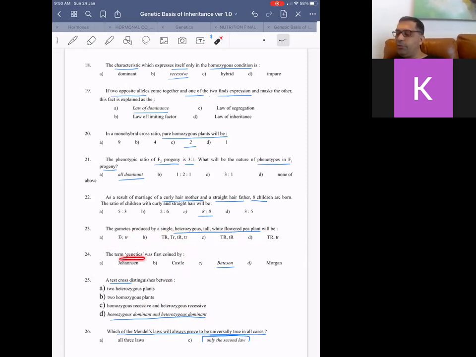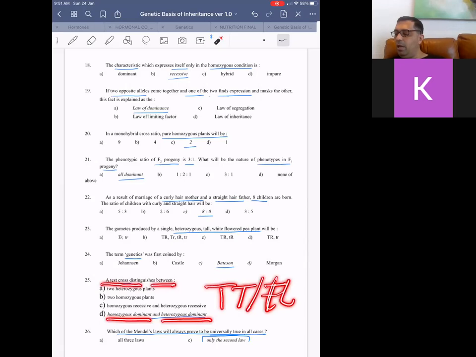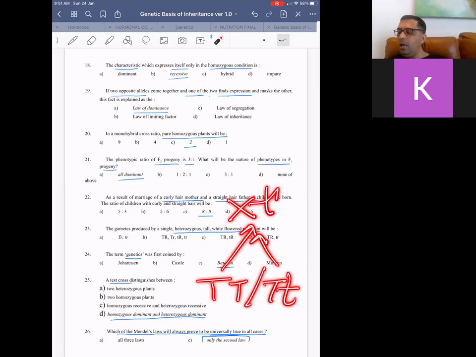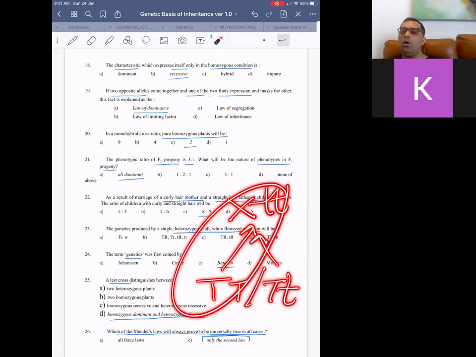The term genetics was first coined by Bateson. A test cross distinguishes between homozygous dominant and heterozygous dominant. To know whether it is homozygous dominant or heterozygous dominant, you will do a test cross. Cross it with the recessive parent. If you get all talls, or all dominant, it is homozygous.